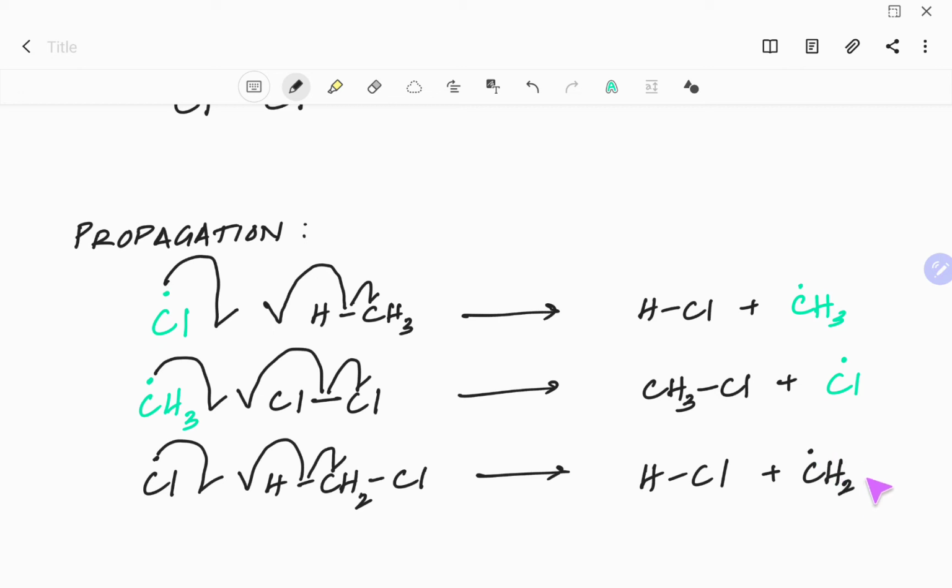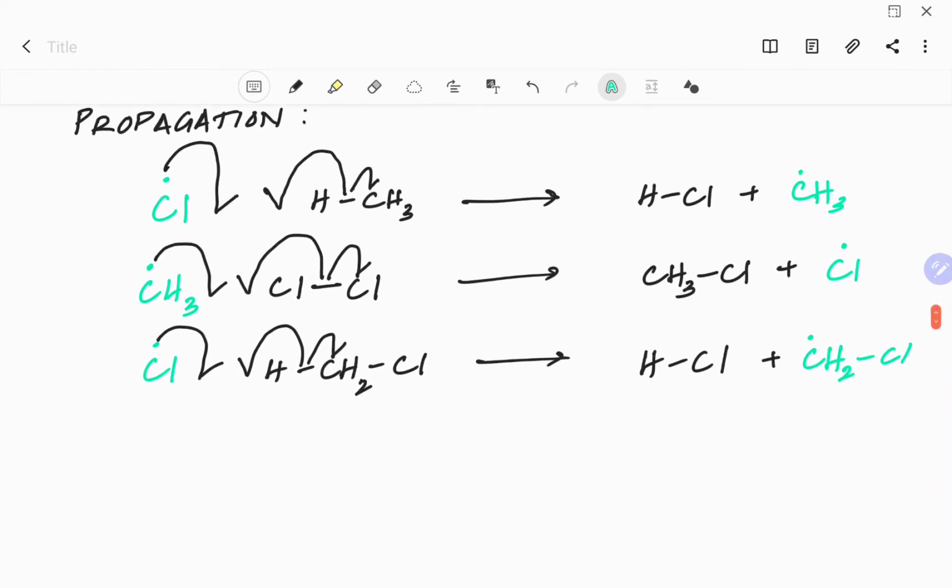CH2Cl. You started with a radical, which is the chlorine radical, and you ended up with a radical. So you can continue this reaction forward. So you have the CH2Cl radical, and let's react it with chlorine. It could react with many things, but let's react with a chlorine molecule so that you can get another chlorine.